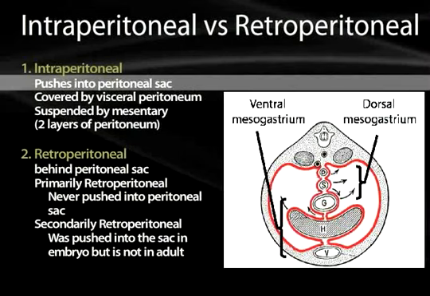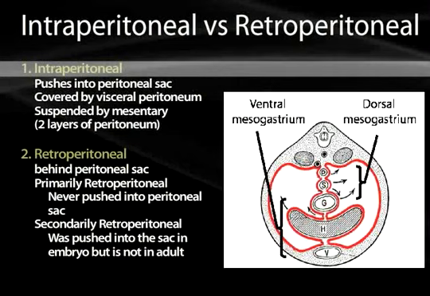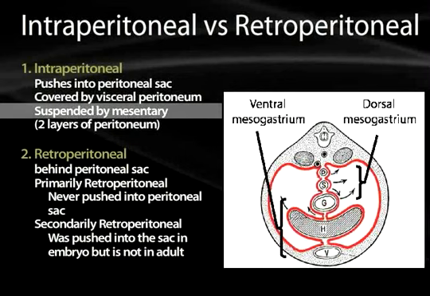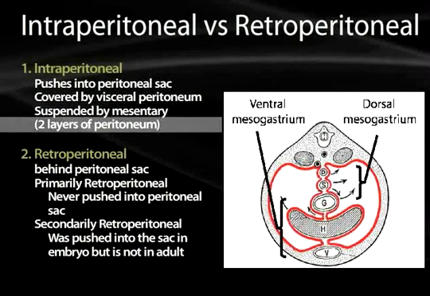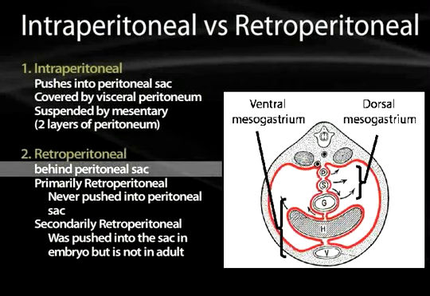Everything that pushes into this peritoneal sac is at one point in development intraperitoneal, which really just means it's covered by a visceral peritoneum and it's suspended by a mesentery, which is 2 layers of peritoneum. There's 2 types of retroperitoneal, which really just means behind the peritoneal sac.